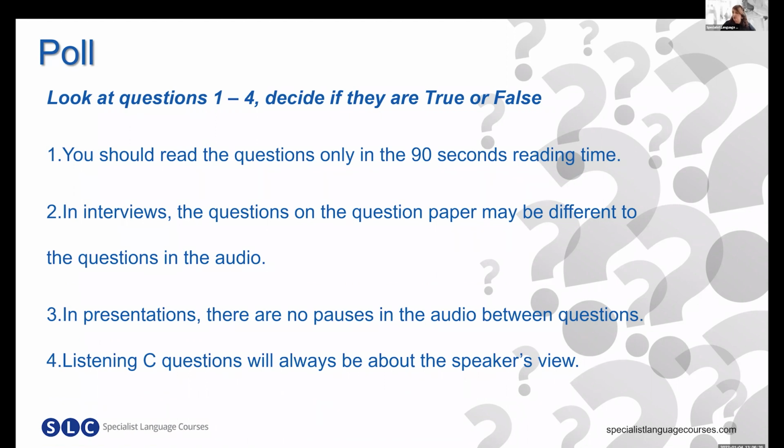All right, so I'm going to launch the poll now, and I'd like you to make your choice, true or false, for each question. All right, let's go. You should be able to see that poll popping up on your screen now.